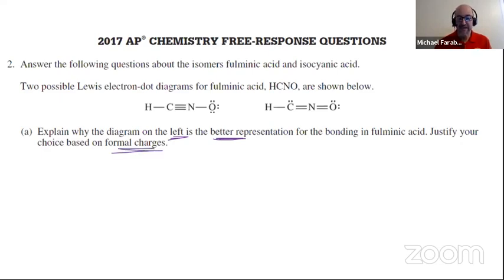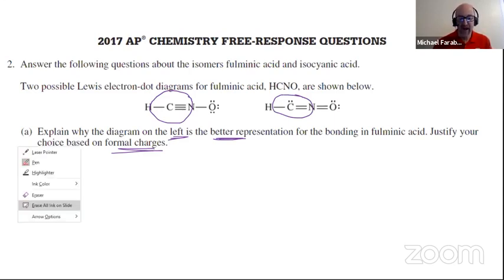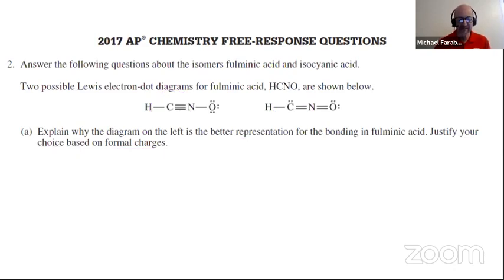Now, some students did not focus on formal charge. They would say things like the following. Well, carbon normally forms 4 bonds, and so therefore they thought that the structure on the left would be better because it has 4 bonds to carbon. You have to talk about formal charge because that's what the question is asking. So in this case, let's go ahead and assign formal charges to each atom in each structure.